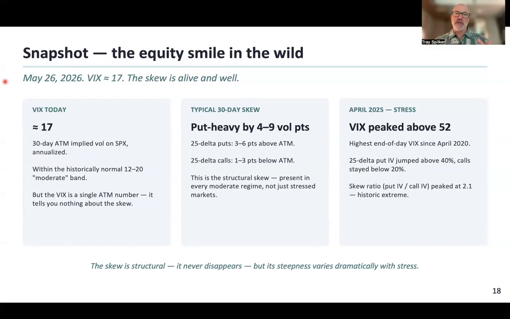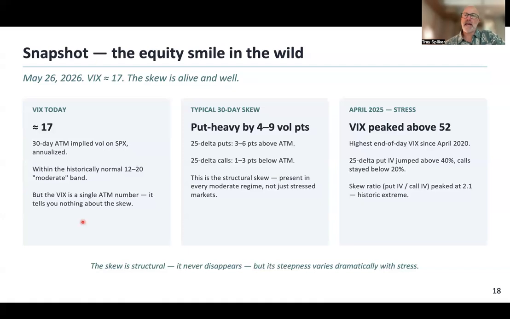So we would call that a moderate regime, if you will. Now, the number is the 30-day at the money implied volatility on S&P 500 index options, or specifically, it's the S&P 500 index SPX. So it's on the options for that particular ETF on an annualized basis. And so the VIX itself is a single at the money number, and it tells you really nothing about the shape of the distribution.